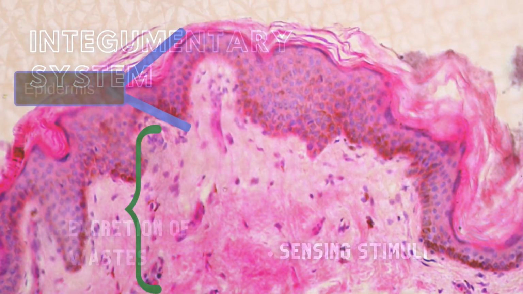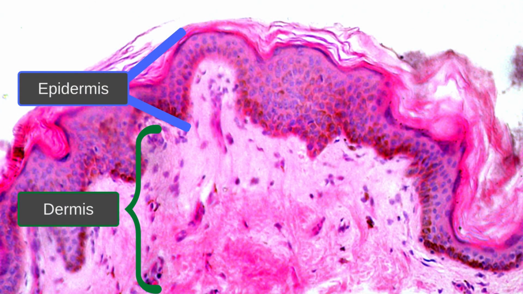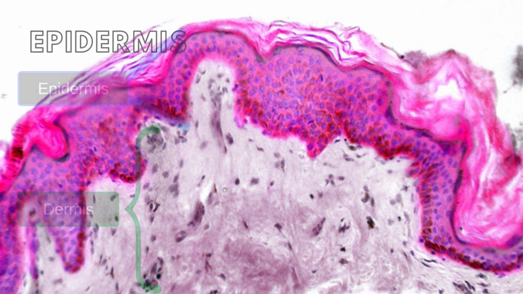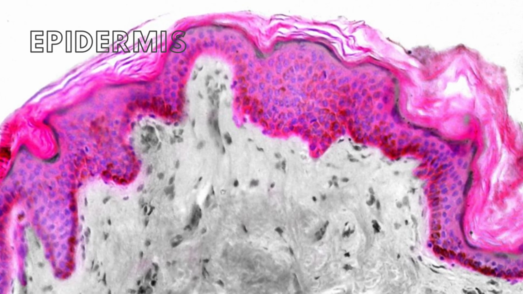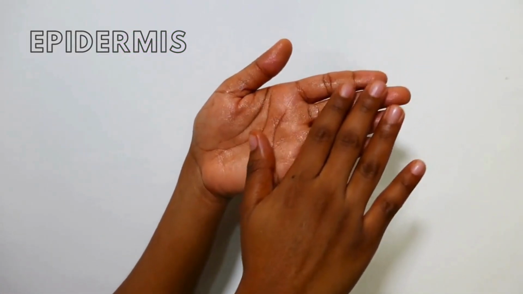The skin is composed of two layers, a superficial epidermis and a deeper dermis. The epidermis is composed of keratinized stratified squamous epithelium and comes in two types, thick and thin.